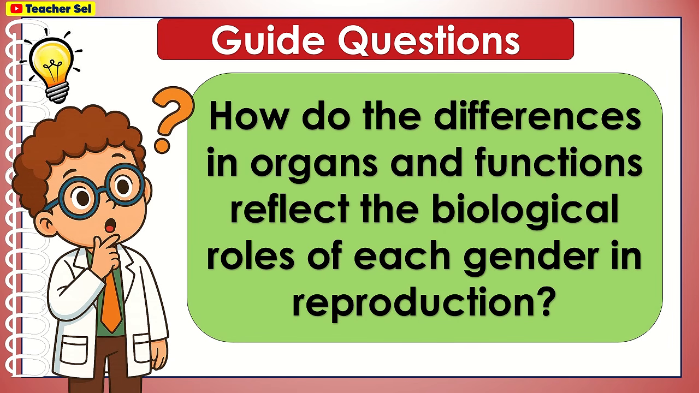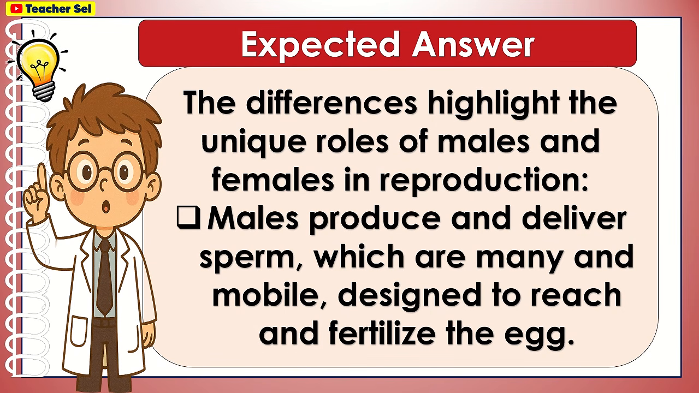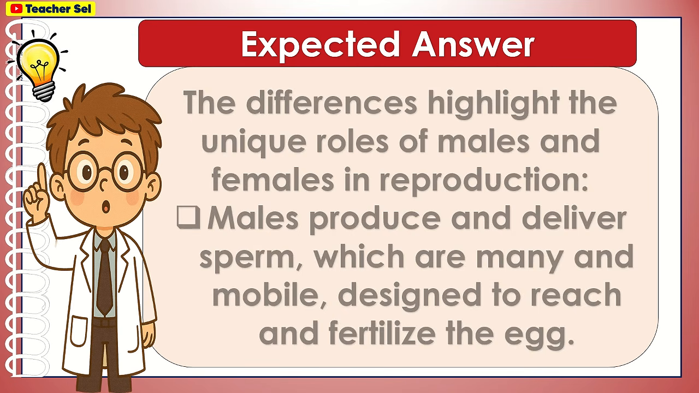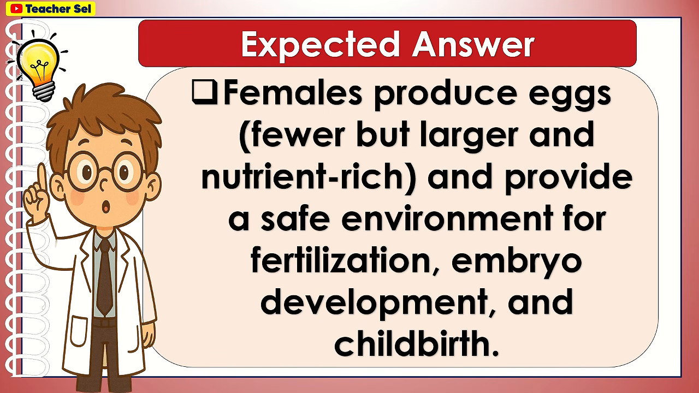How do the differences in organs and functions reflect the biological roles of each gender in reproduction? The differences highlight the unique roles of males and females in reproduction. Males produce and deliver sperm, which are many and mobile, designed to reach and fertilize the egg. Females produce eggs, fewer but larger and nutrient-rich, and provide a safe environment for fertilization, embryo development, and childbirth.